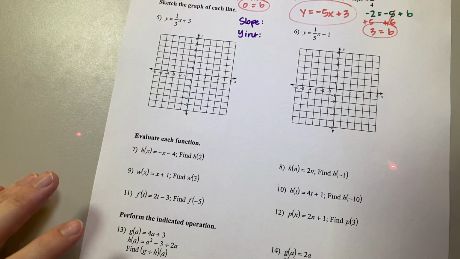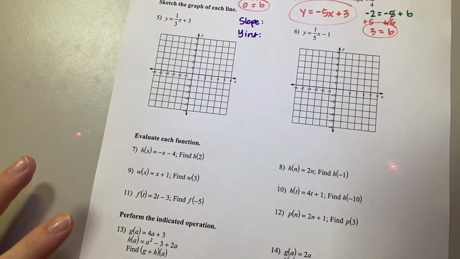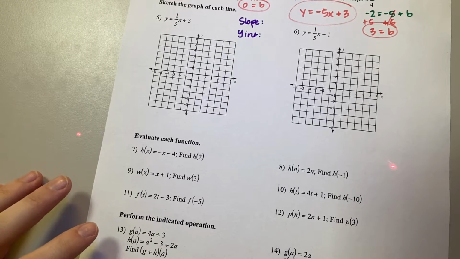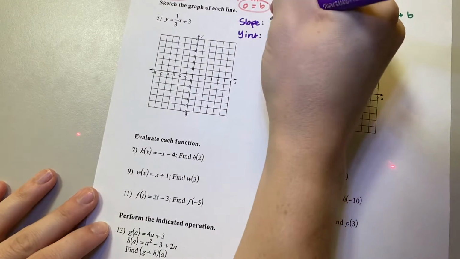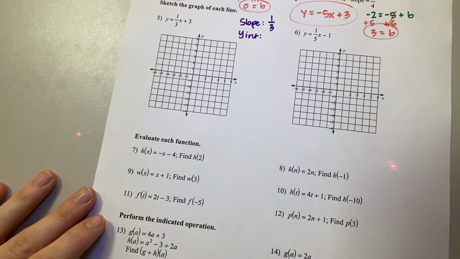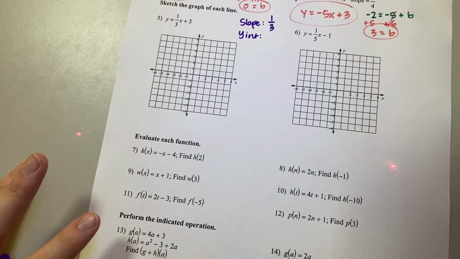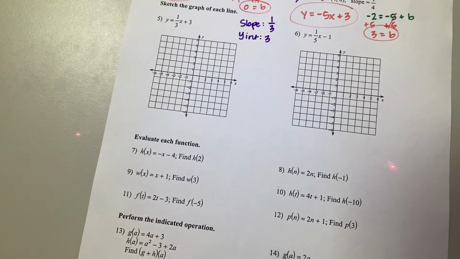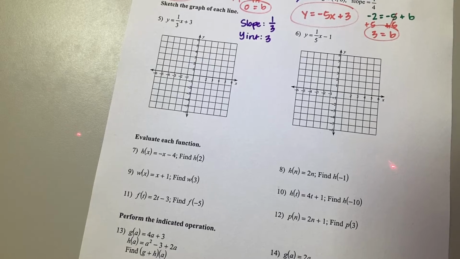Okay, somebody help me out. For this equation, what's my slope? Isaac? Beautiful. 1/3. Right in front of our x, 1/3. What's my y-intercept? Positive 3. When graphing, which one do we start with? The y-intercept. That's a point.